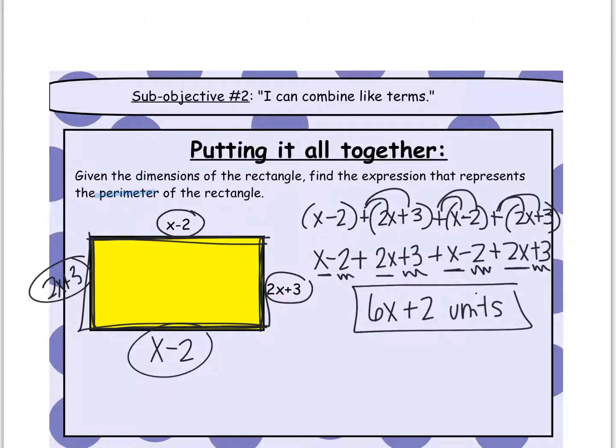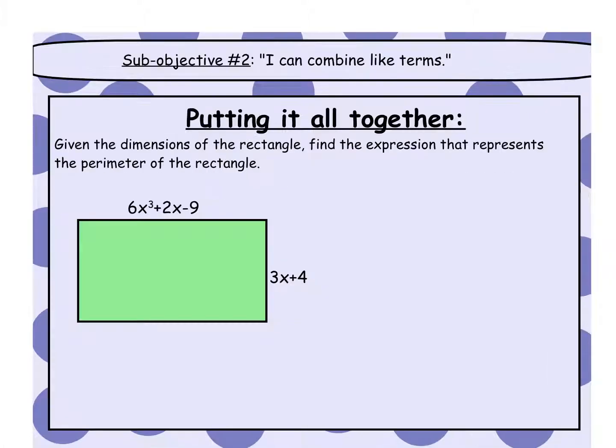So if you have any questions about that, make sure you write those down. What are things that you would need to remember about this? What are your be sure to statements? What makes sense? Have an interaction in your notes. All right, I'd like you to try this problem on your own. It's asking you to find the perimeter of the rectangle, so it's similar to the previous problem.